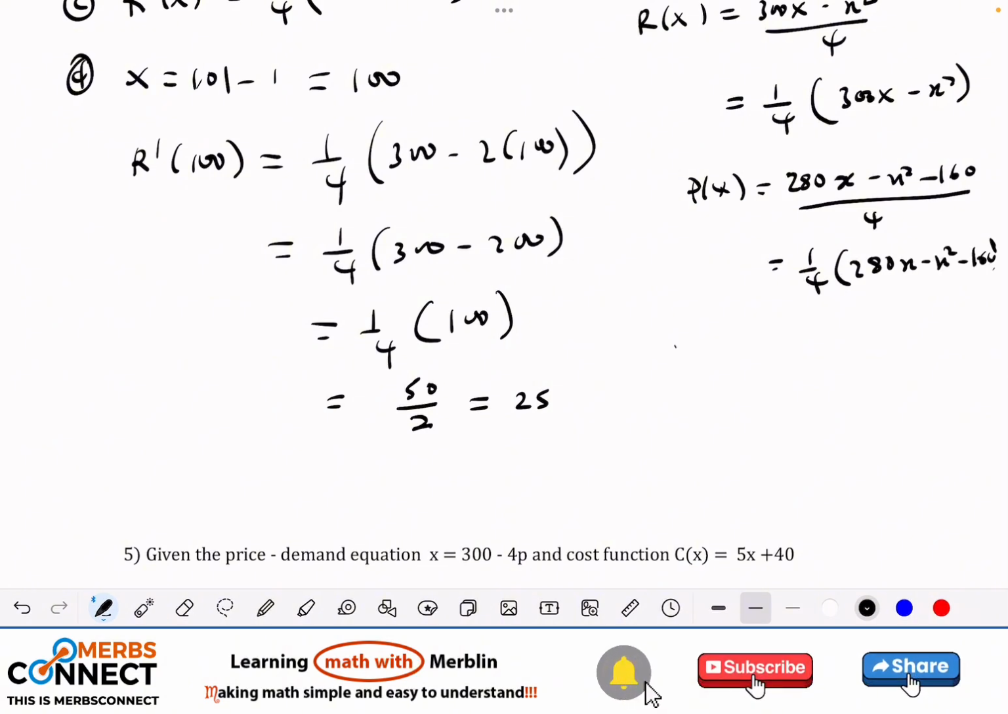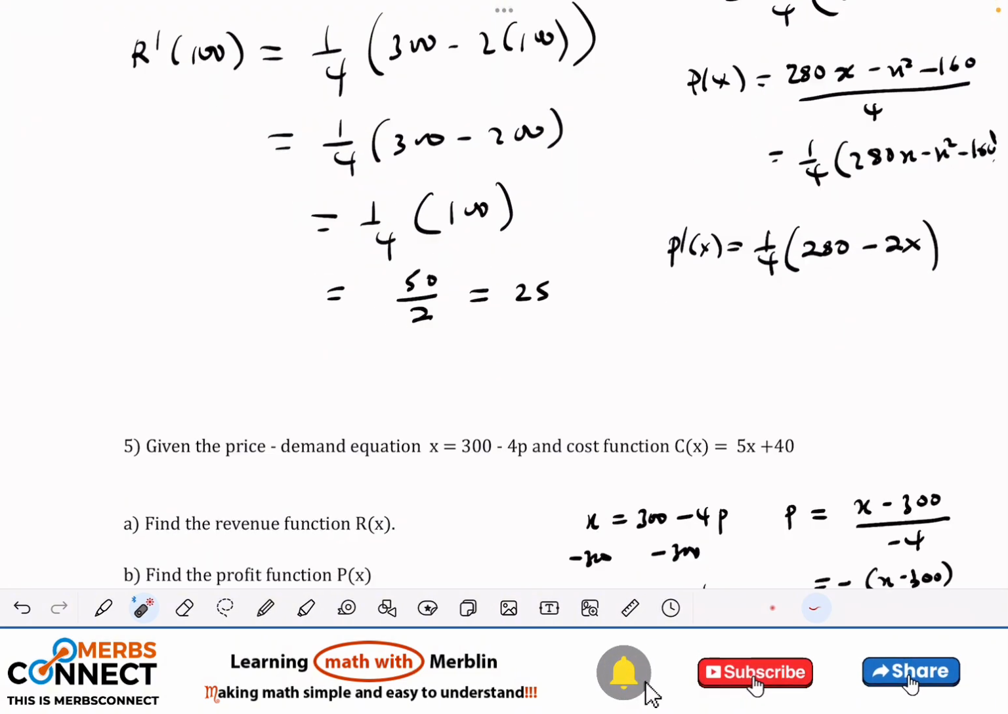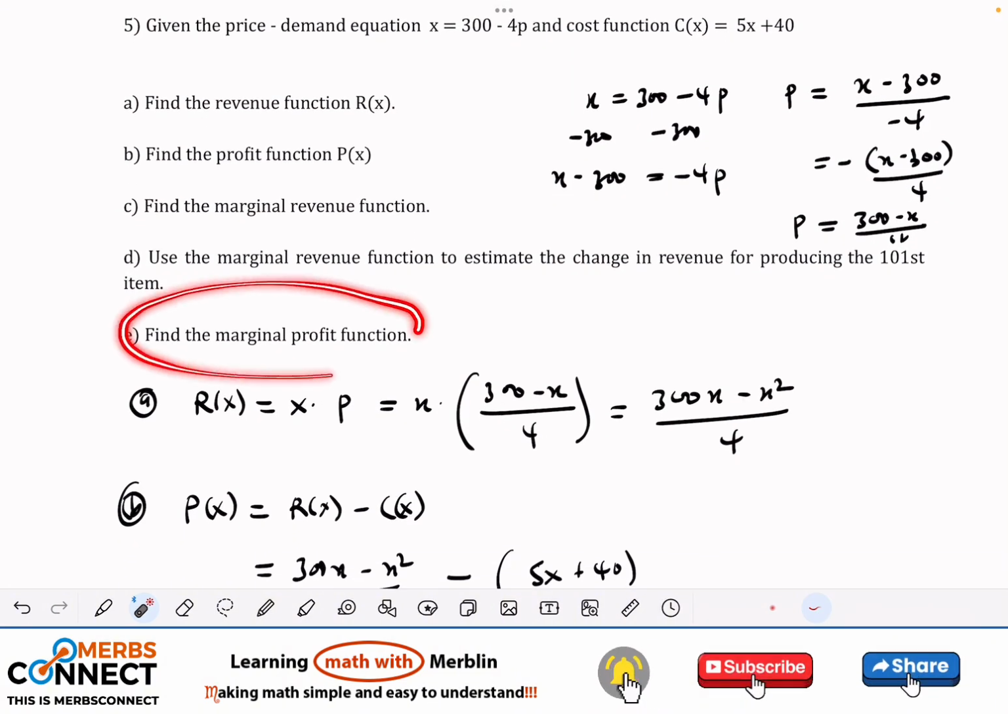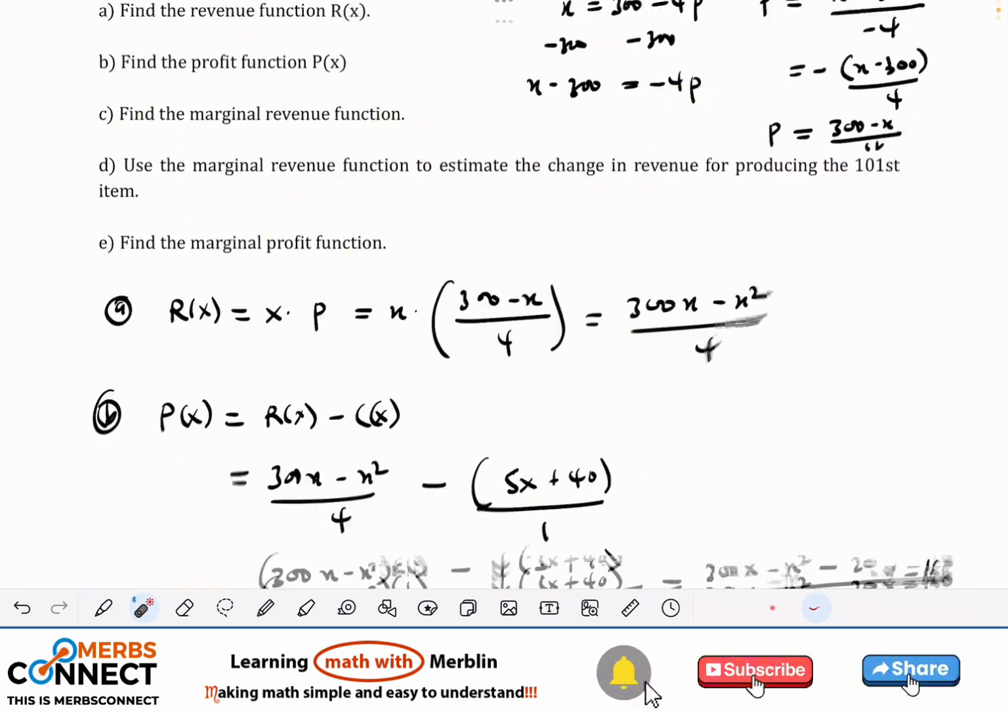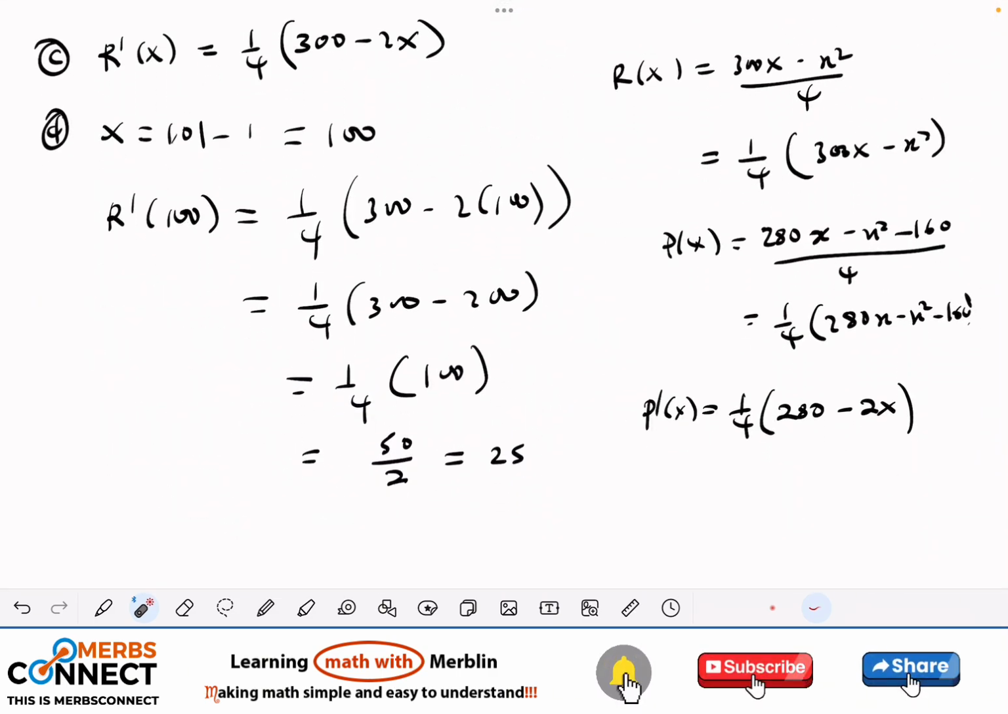So what will P prime be? P prime of x will be equal to 1 over 4 out. Use the power rule. When I differentiate 280x, I get 280. When I differentiate x squared, I get 2x. When I differentiate a constant, I get 0. If I don't want to do any cancellation, this is the final result for the marginal profit. So this is question 5 that we just went through.